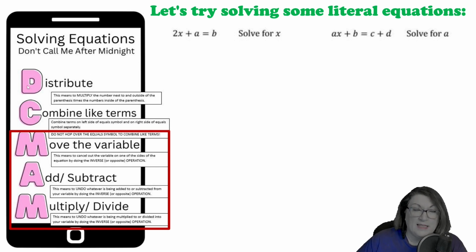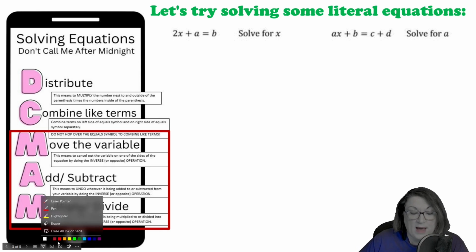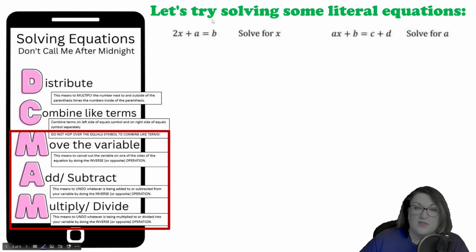I purposely left out the distributive property and combining like terms. However, those can pop up in a literal equation, but you oftentimes don't see those. So I just made it simple so we can see what we're talking about and how to do these. Let's try using blue this time. I just feel like using blue.